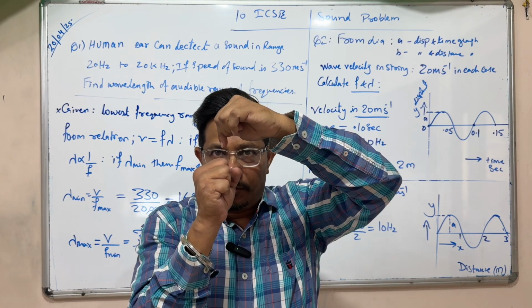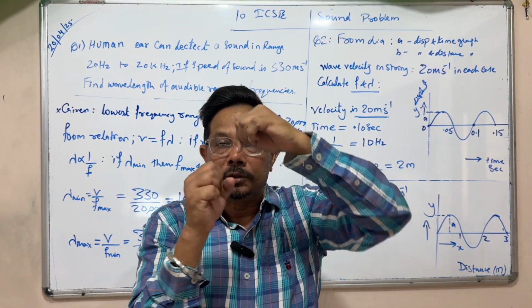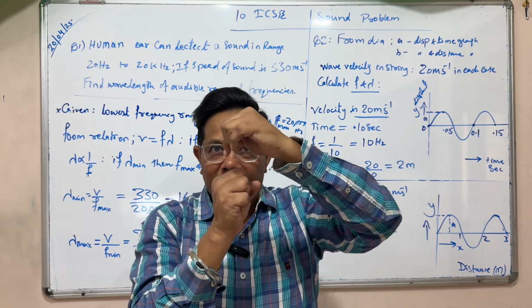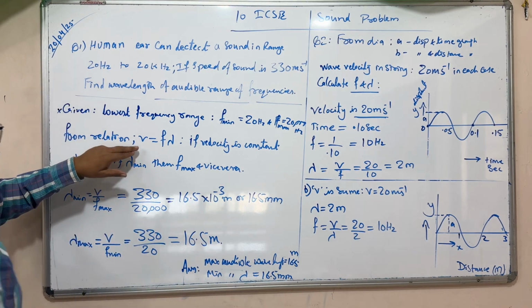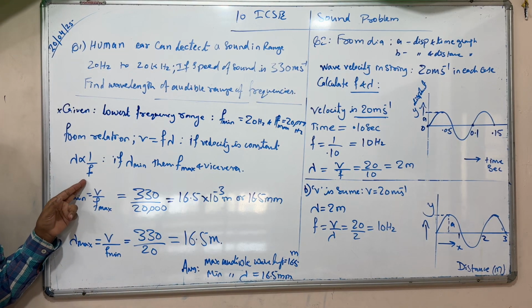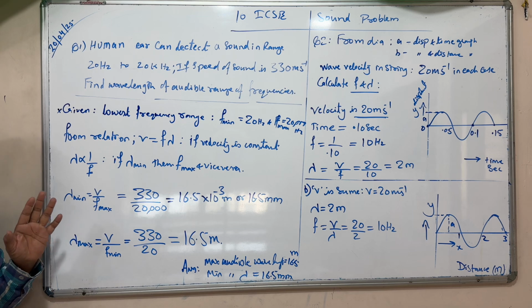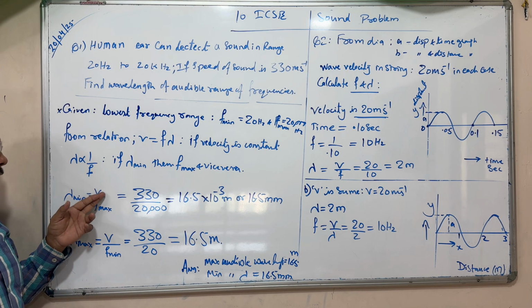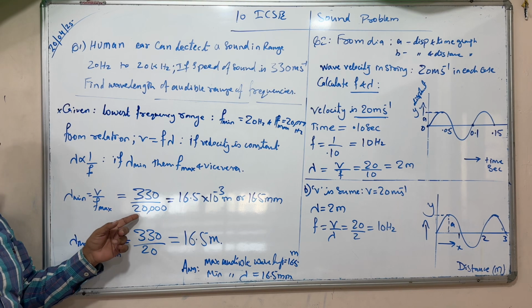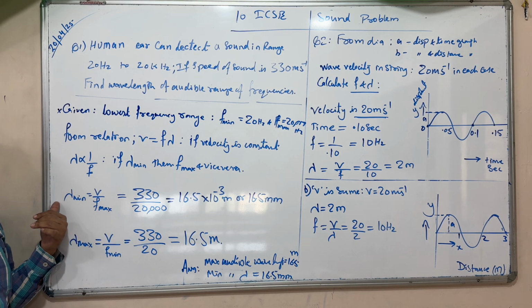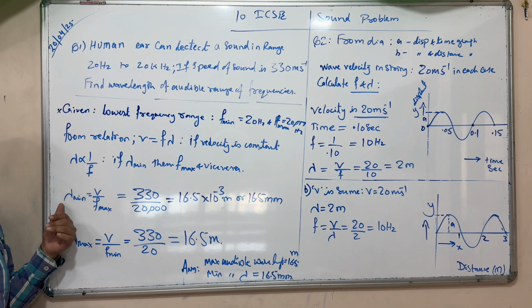If it moves fast, the distance will be short. If it moves slow, the distance will be large. So, if the velocity is constant, wavelength is inversely proportional to frequency. If the wavelength is large, frequency should be low. If the frequency is low, wavelength will be large. From the relation, velocity is constant at 330 meter per second. Maximum frequency is 20,000 hertz, means minimum wavelength, because it is inversely proportional.